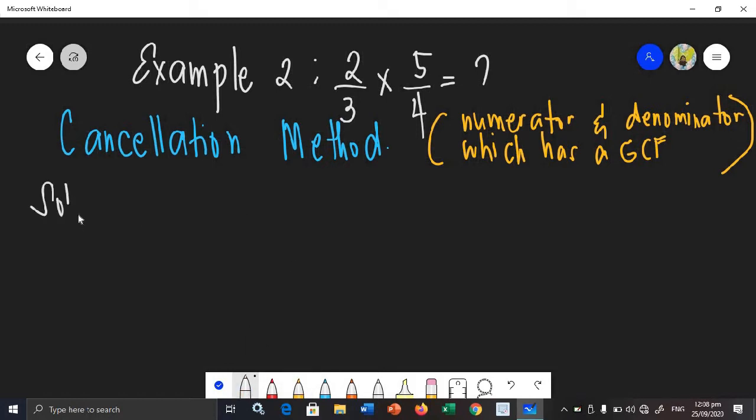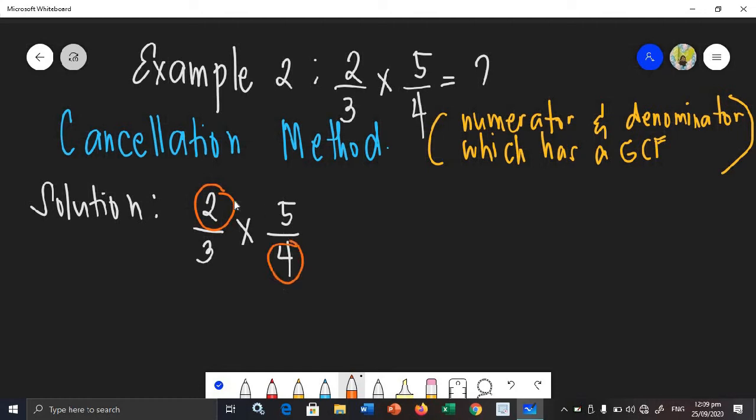So, I'm going to show you the solution. In the first example, we have nothing to cancel because there is no common factor. In example number 2, we can cancel numbers here. As you can see, 2 and 4 have a common factor, right? One is a numerator and the other is a denominator. So, we can cancel them. What is the common factor of 2 and 4? Yes, that is 2.